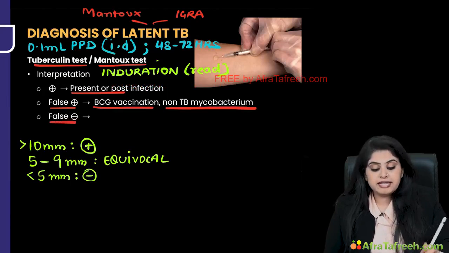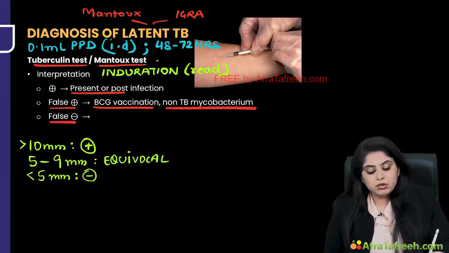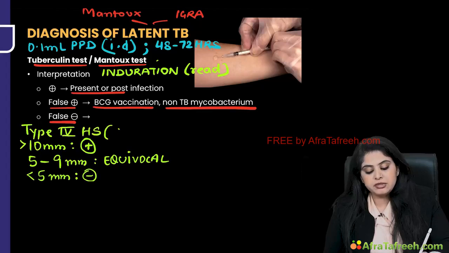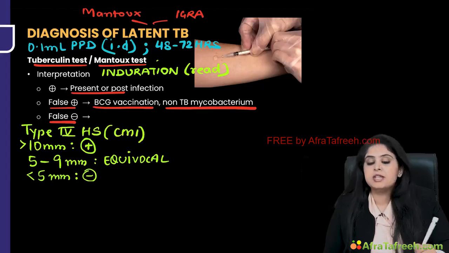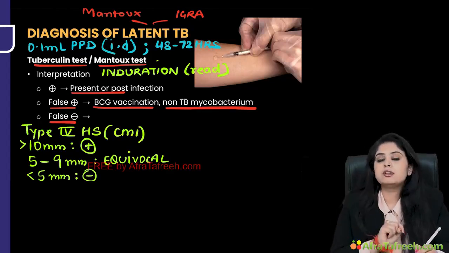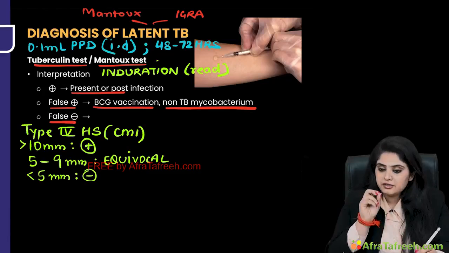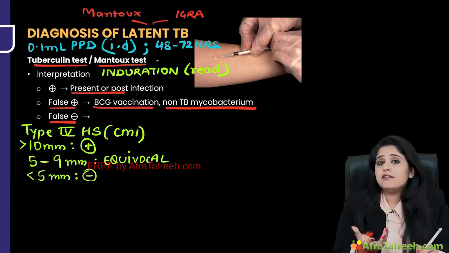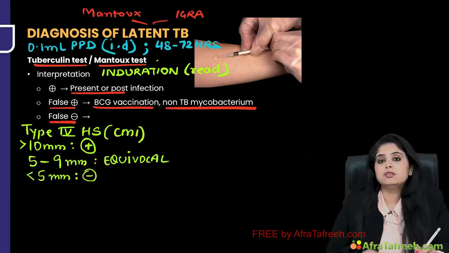When do you get false negative? Now please note, Mantoux is what? It is a type 4 hypersensitivity reaction, means cell-mediated immunity, which means that if someone can't have cell-mediated immunity, that person will not, even after having TB, he has been infected with TB, but he doesn't have any cell-mediated immunity, he will never show this Mantoux positive.